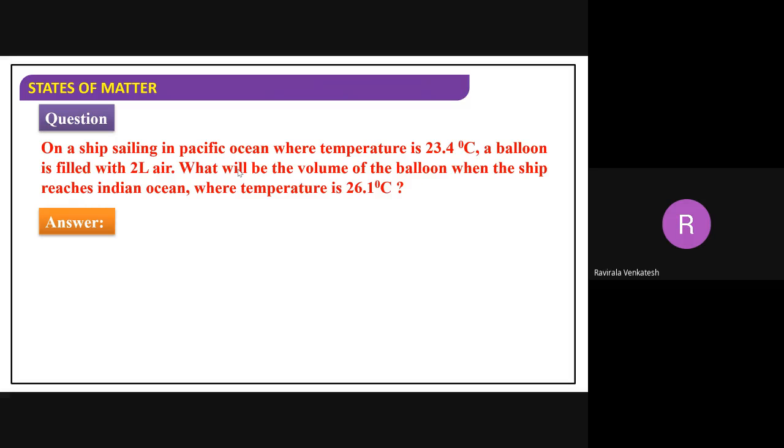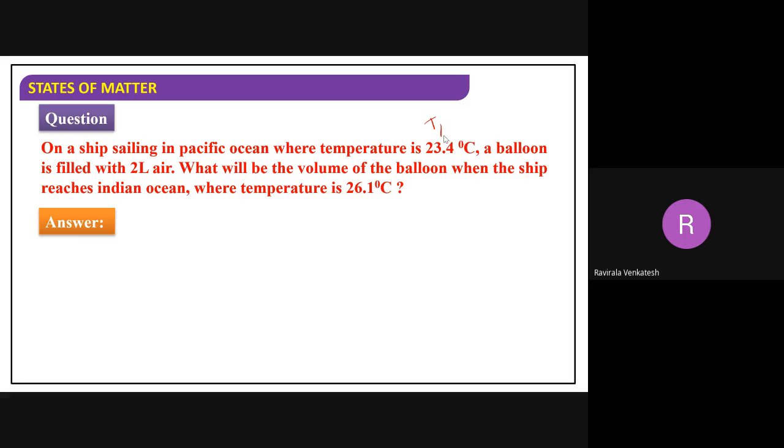Is it possible for you to solve this type of question? All of you read the question. Yes, sir. What formula do we have to use here? This one, just imagine this is T1. V1 by V2 equals T1 by T2.